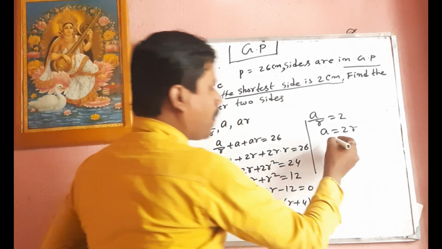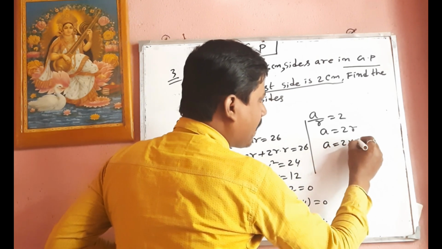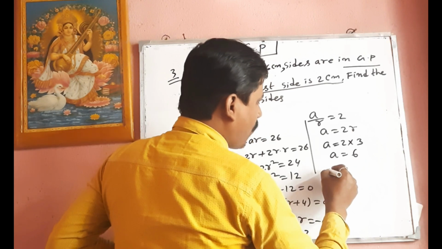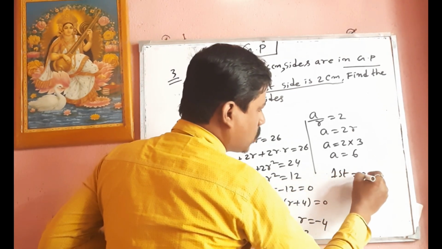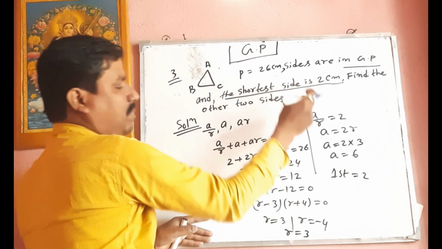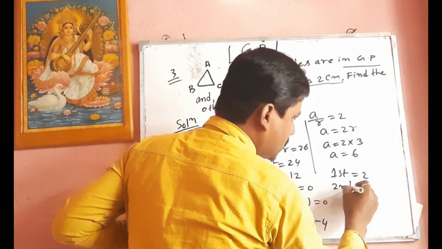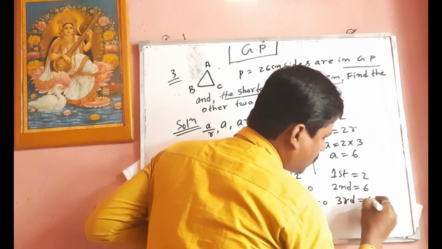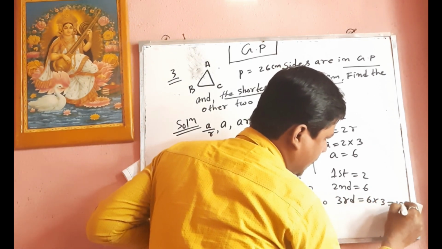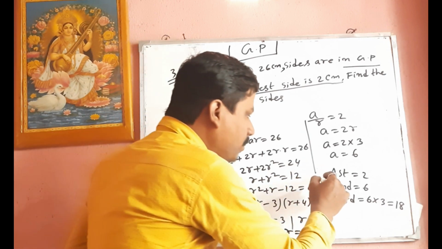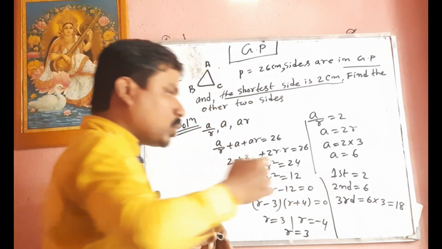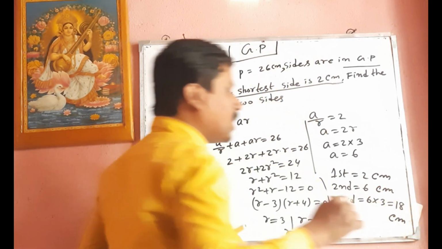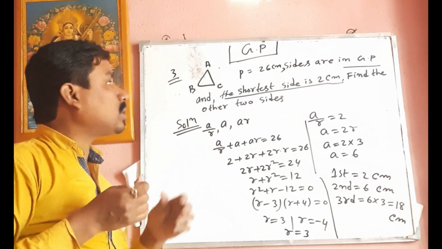So A is equal to 2 times R. The value of R is equal to 3, that is A is equal to 6. So the first side will be 2, this is the shortest side given. The second side will be 6, and the third side will be 6 multiplied with 3, that is 18. So the sides of the given triangle are 2 centimeter, 6 centimeter and 18 centimeter. So this is the completion of the third example.